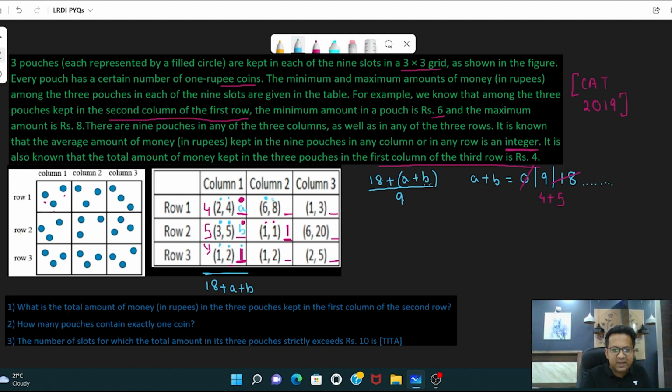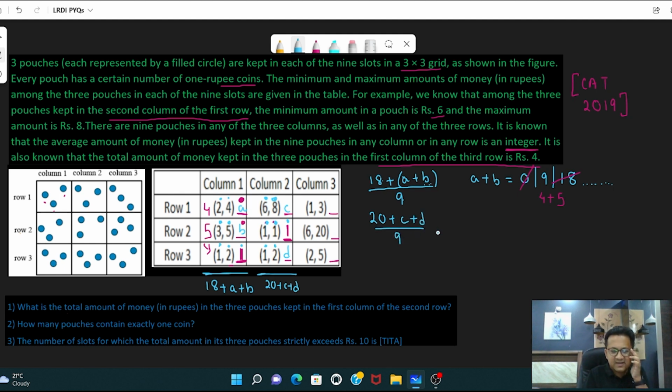6 plus 8, 14. 14 plus 1, 15. 15 plus 1, 16. 16 plus 1, 17. Plus 1, 18. Plus 2, 20. So let's say this is C. This unknown is D. So the sum is 20 plus C plus D, right? Again, the same logic. 20 plus C plus D has to be divisible by 9.